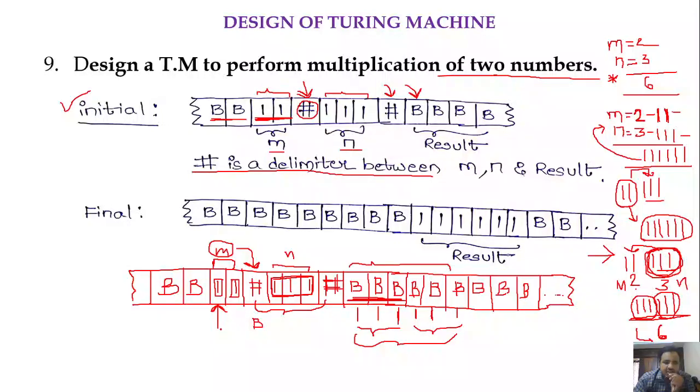The ones that we have seen in m will be converted to blank, the hash will be converted to blank, the ones which are there in the n portion will be converted to blank, and the other hash is also converted to blank. So only the result part is going to have values, and all remaining cells are going to consist of blanks. By doing this we can generate the 6 ones, which is the output of this multiplication. So this is the simple logic for it.